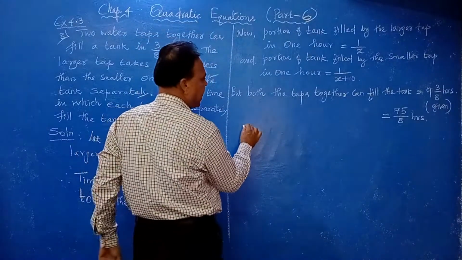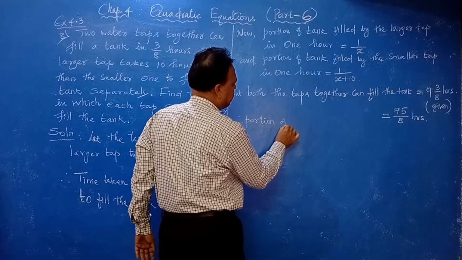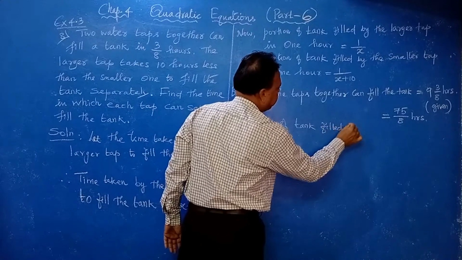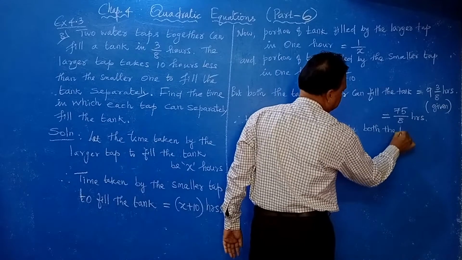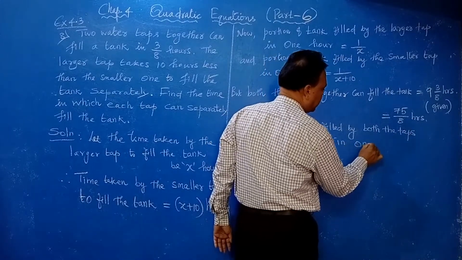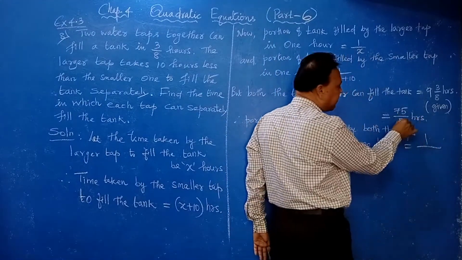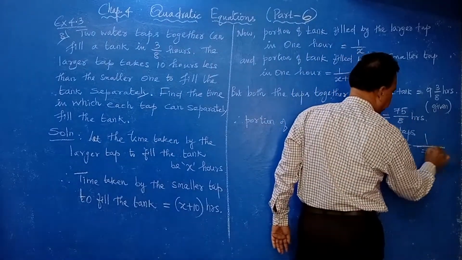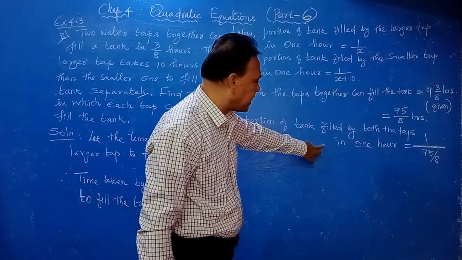Therefore, portion of tank filled by both the taps in 1 hour is equal to 1 by 75 by 8.